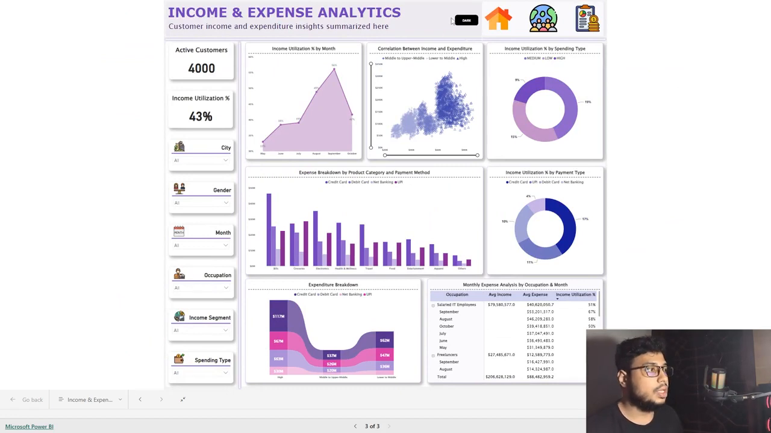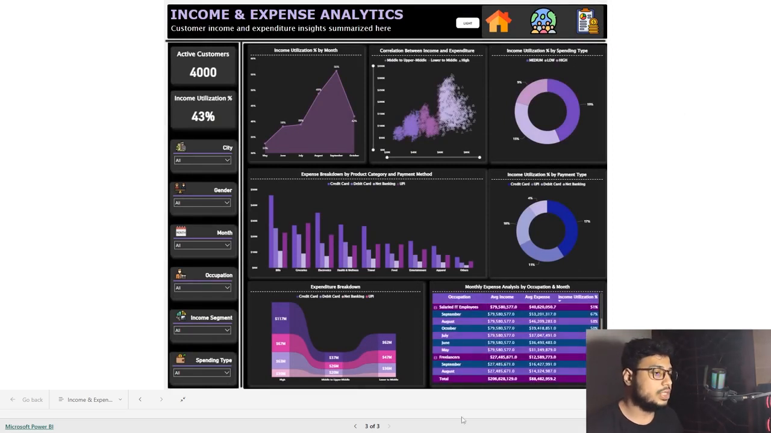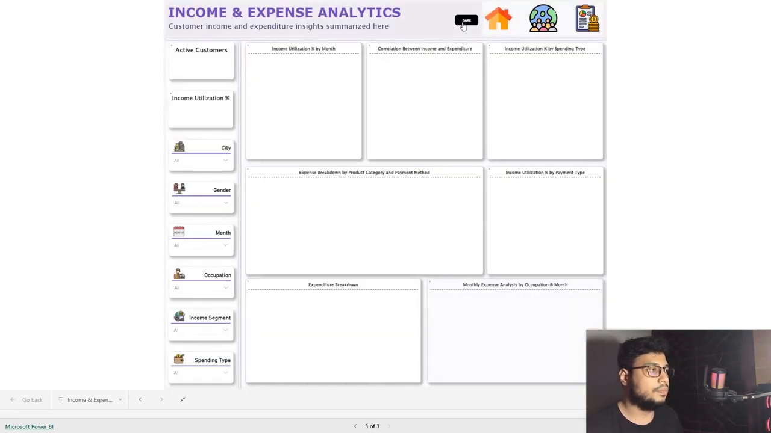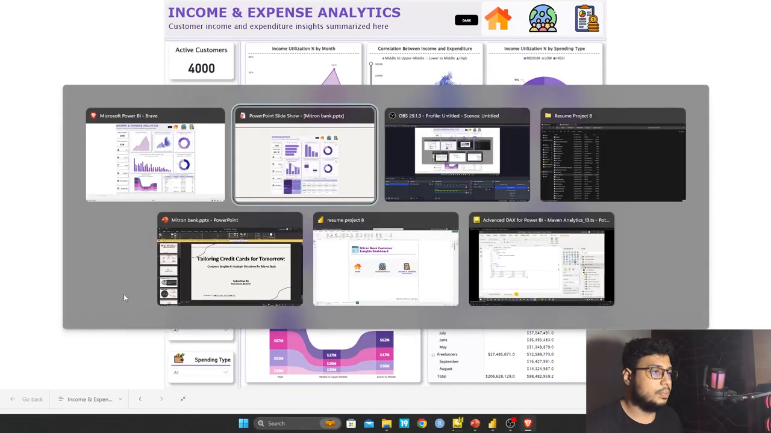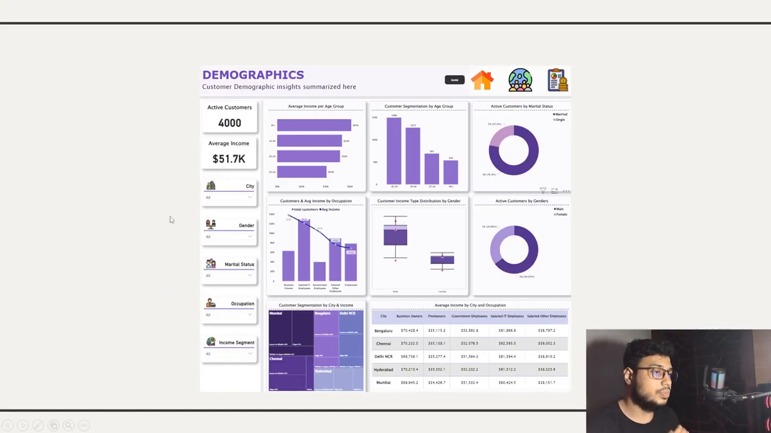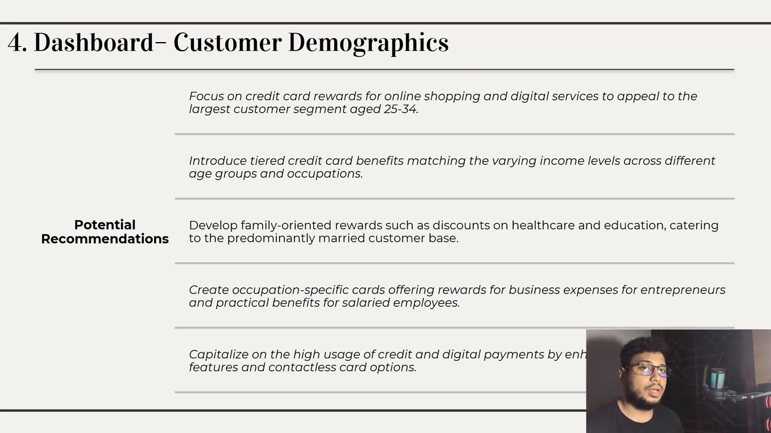Similarly to the previous report page, this page also has dark mode facility. You can toggle dark mode and light mode using this button. So overall, this was the dashboard that I built to answer the problem. Now, after observing the customer demographics, we have potential recommendations to increase credit card usage.